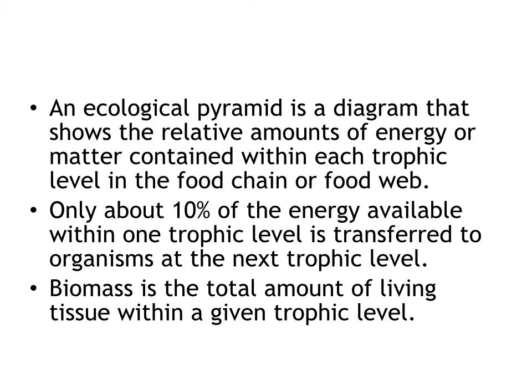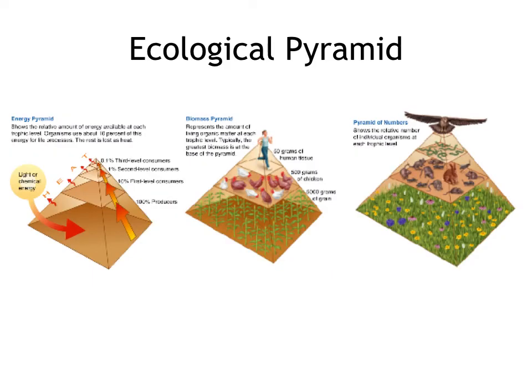An ecological pyramid is a diagram that shows the relative amounts of energy or matter contained within each trophic level in the food chain or food web. Now, only about 10% of the energy available within one trophic level is transferred to organisms at the next trophic level, and biomass is the total amount of living tissue at each trophic level. So if we take a look right here, we have the energy pyramid all the way to the left, and showing that if there's the 100% of the energy in producers, only 10% of that energy is transferred up to first level consumers, and only 1% of that original energy is up to third level consumers.